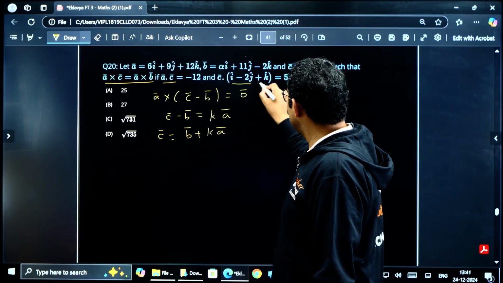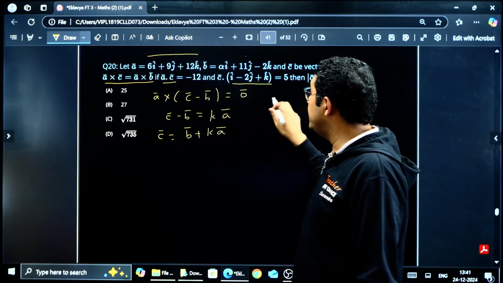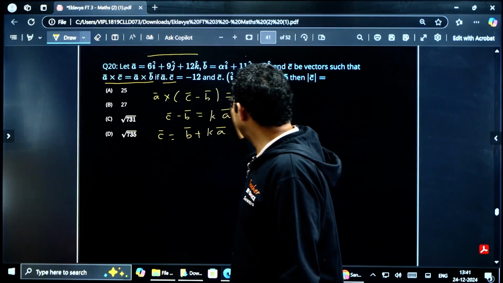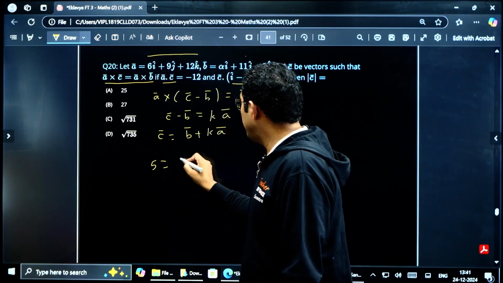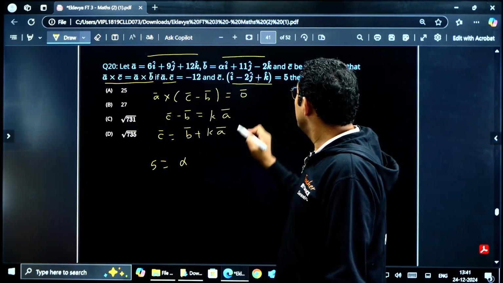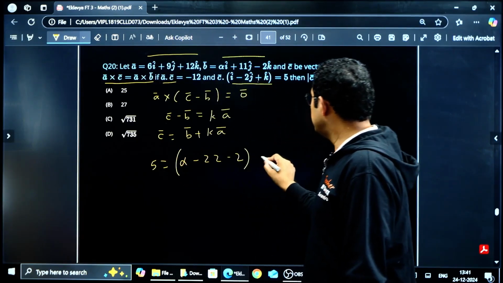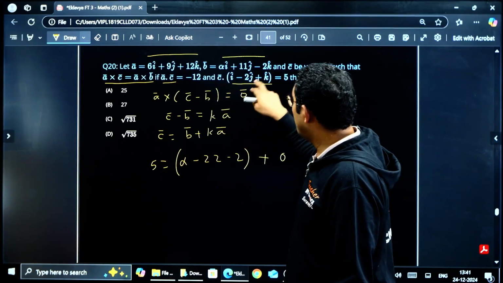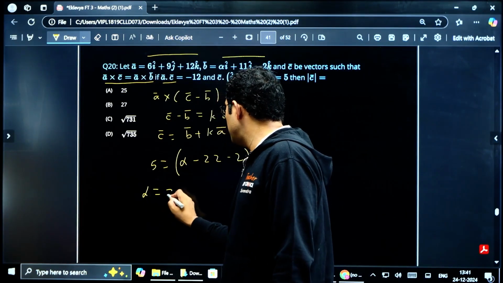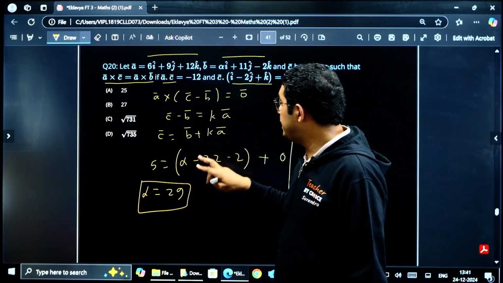Now this vector, if you look at it, is having dot with A equal to 0: 6 minus 18 plus 12. So I will first take dot of this thing. C dot this, which is equal to 5 here. So it will be B dot this, that will be equal to alpha minus 22 minus 2 plus 0, because A dot this thing is 0, so I don't need to write anything here. From this we are getting alpha equal to 29.